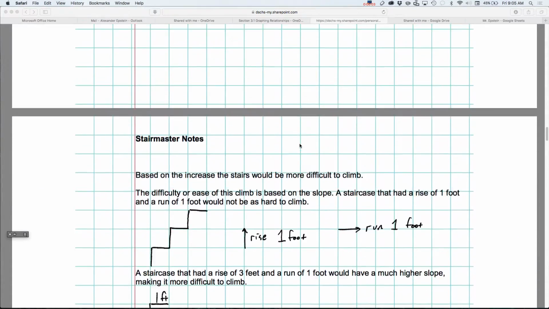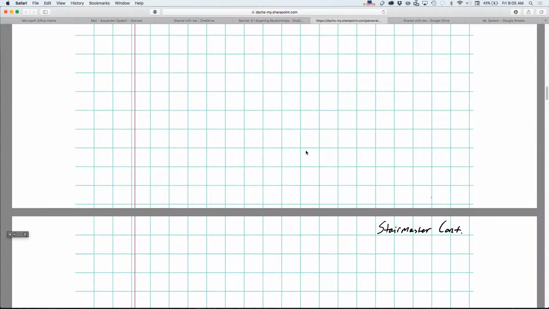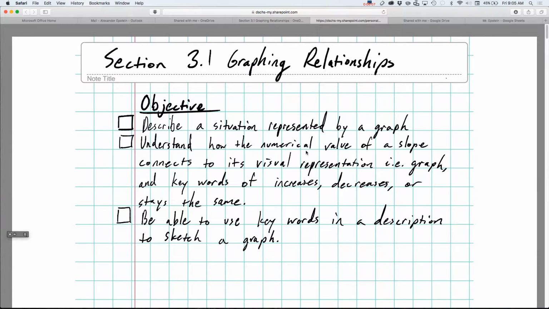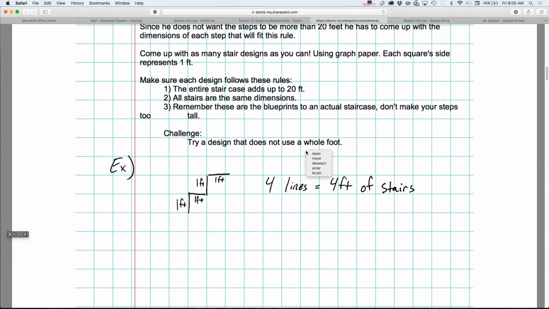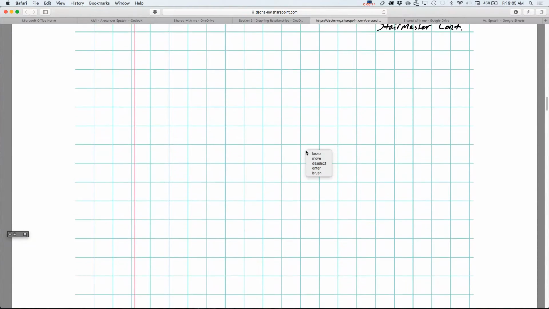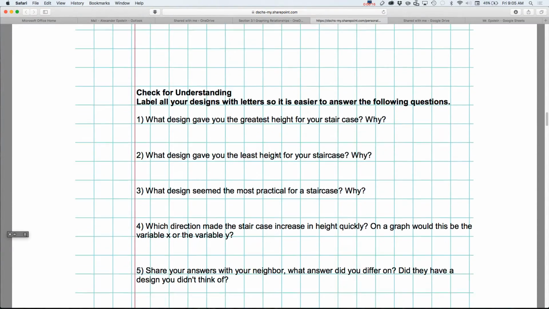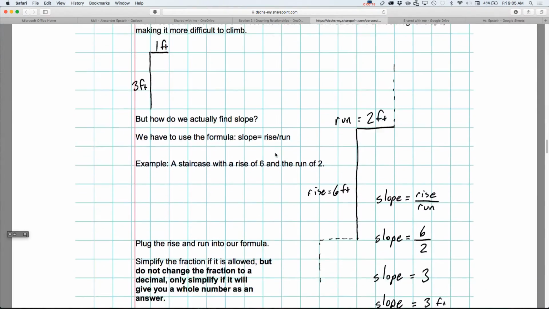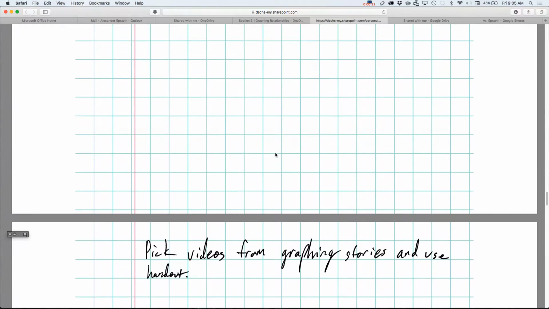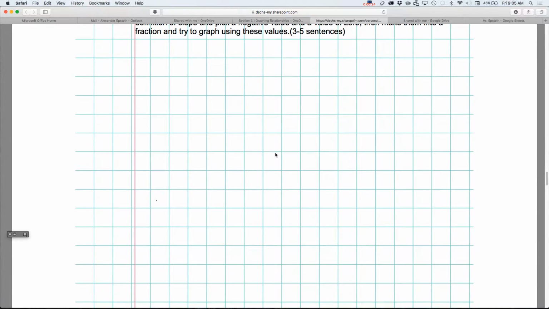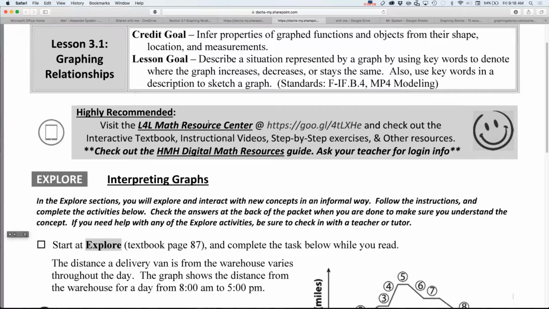Okay, so take out your packets for section 3.1, graphing relationships. We've already done the Stairmaster activity to understand slope. Thank you, got this handout together. You've had some time to work on it on your own.